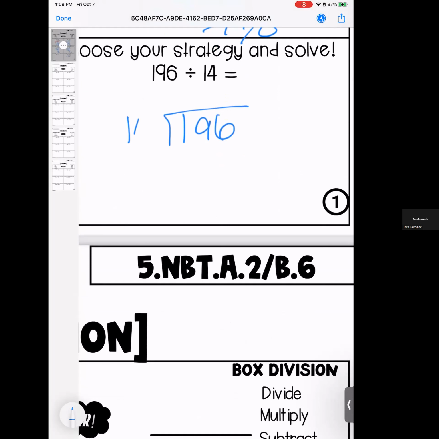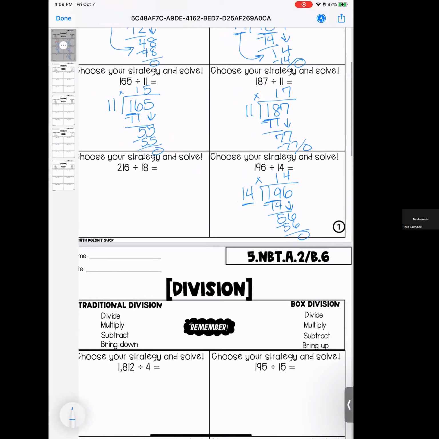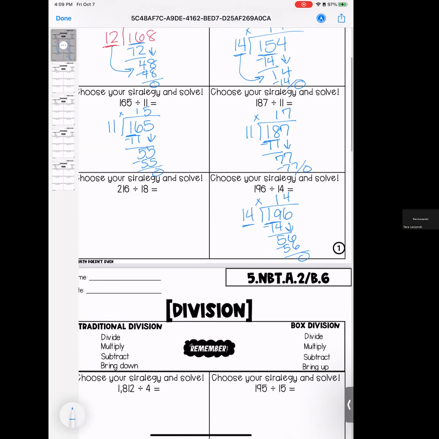196 divided by 14. 14 does not go into 1, but it does go into 19. It goes in one time. 1 times 14 is 14. When I subtract, I'm left with 5. Bring down my 6. 14 goes into 56 4 times with no remainder. That is the end of my, that's not the end of my sheet. I almost forgot one. Sorry, loves.